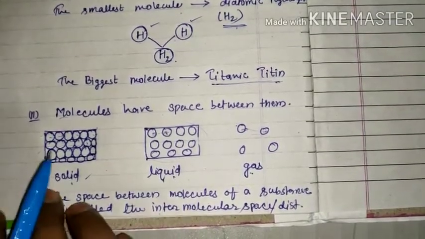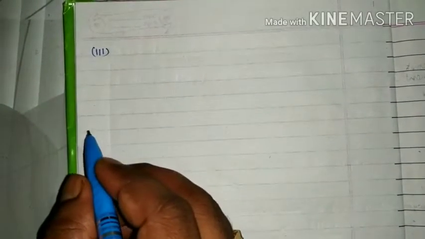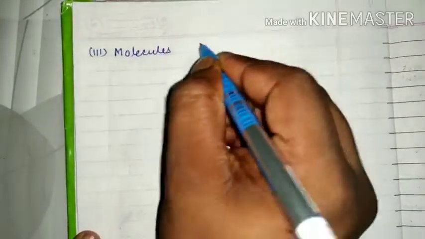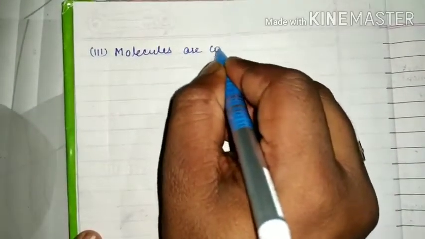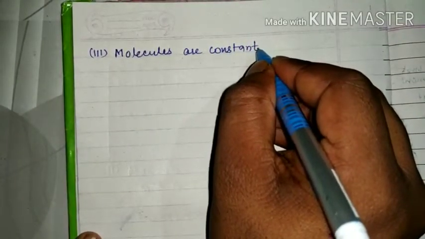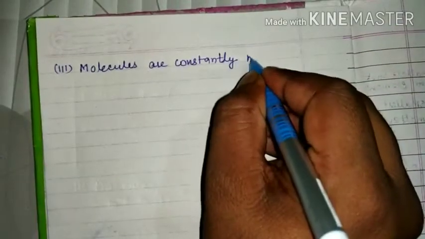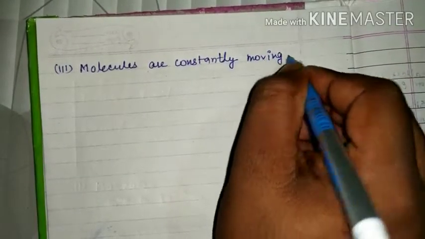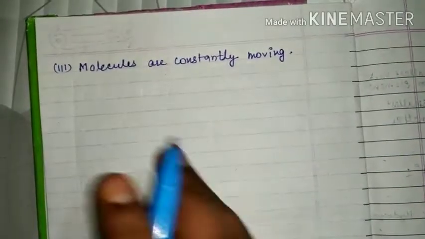Now the third point, the third property or third characteristic of molecules, is that molecules are constantly moving. Molecules are never at rest.